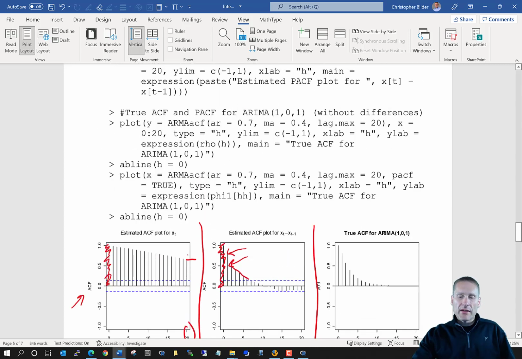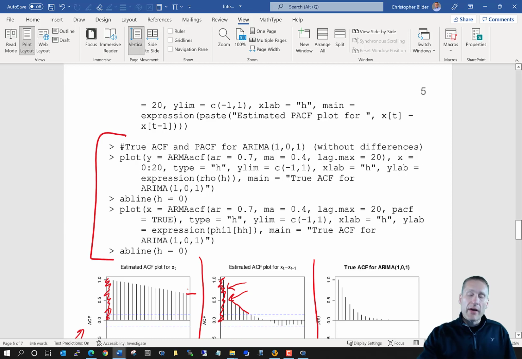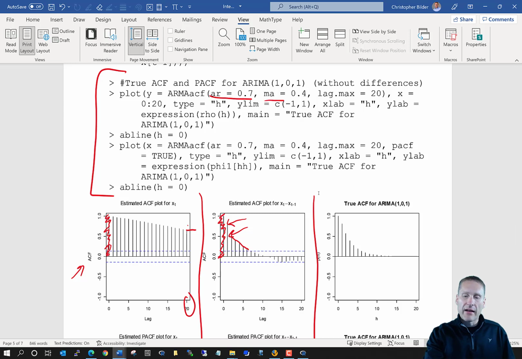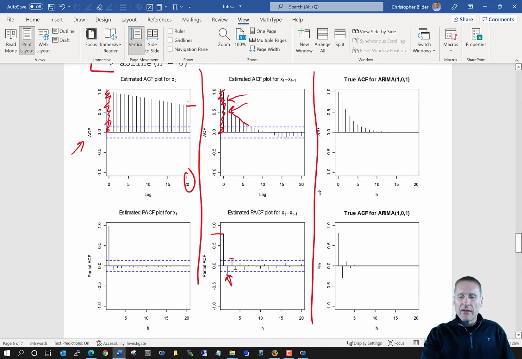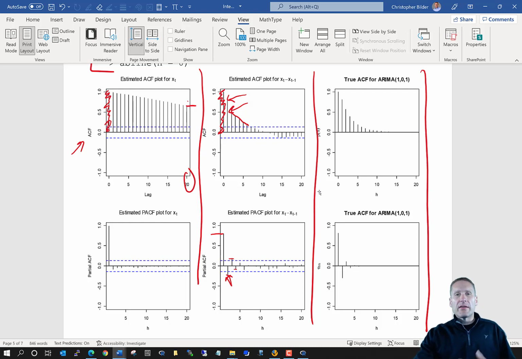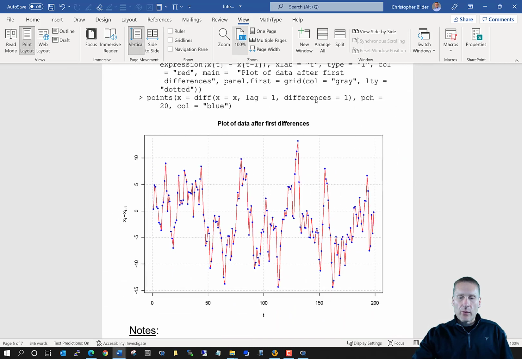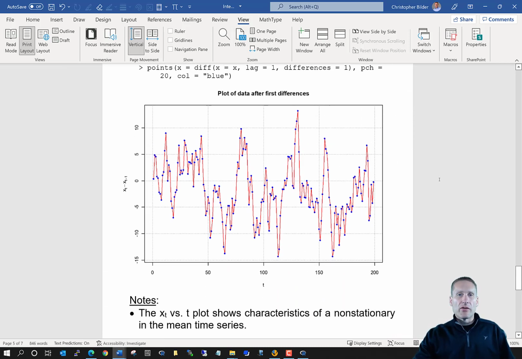Okay, so that's what these plots look like. And then we could actually compare it to what the true ACF and PACF would be in this particular situation, since I know what the AR and MA are. And we can see, and this is what's in the third column, a general agreement between the true and the estimated ACF and PACF. That's why looking at the ACF and PACF is very helpful, at least to come up with candidate models to examine further. I could do a plot of my first differences as well, and this is what I get. Notice it looks like we have stationarity in the mean from this plot.